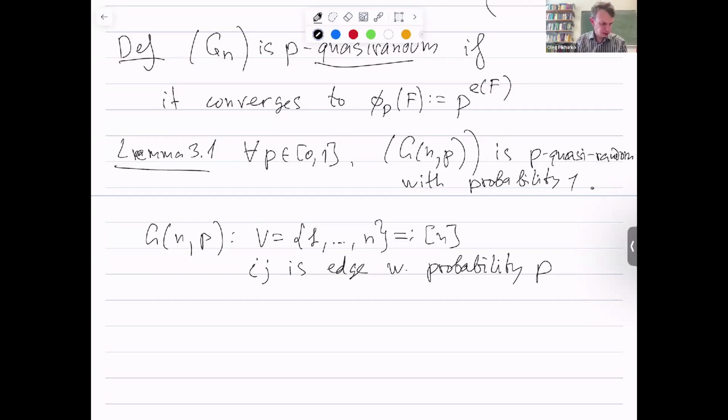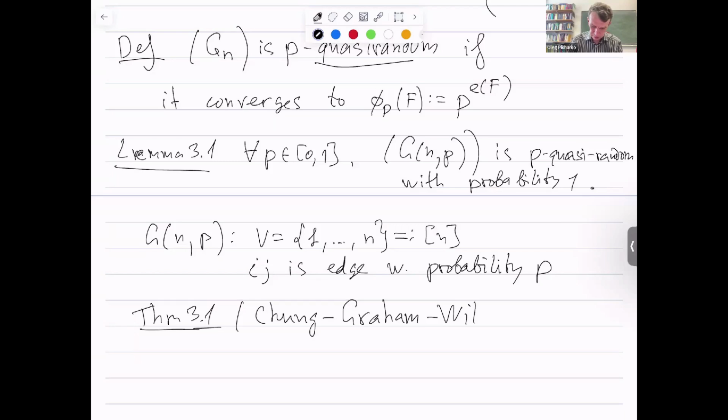And then there is a nice theorem by Chung, Graham, and Wilson. I'll call it Theorem 3.1, which is one of the two papers that started this study of quasi-random graphs, proved in '89. It says the following: if you have a sequence of graphs.